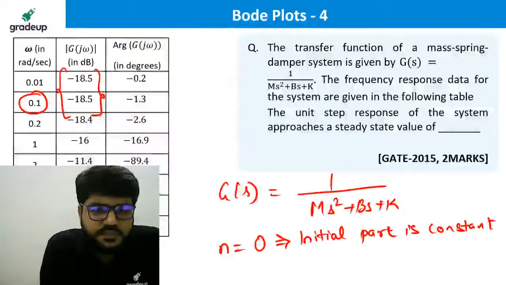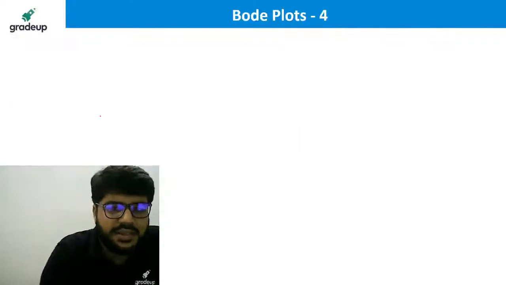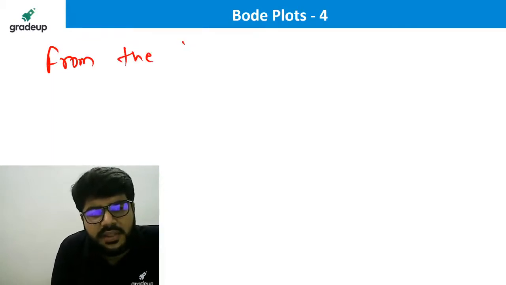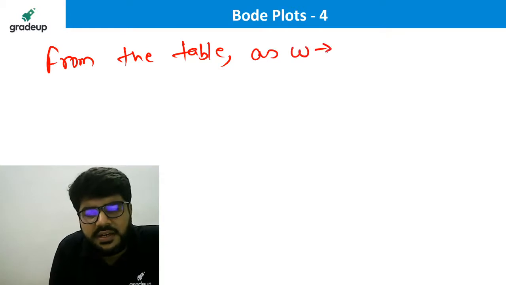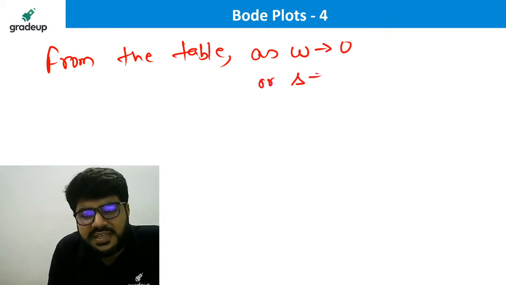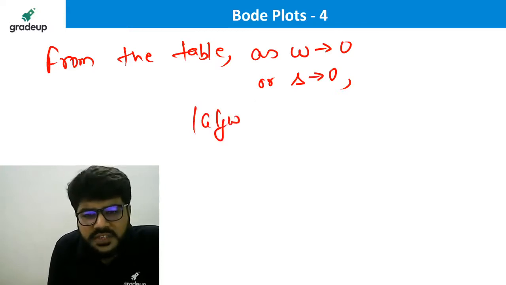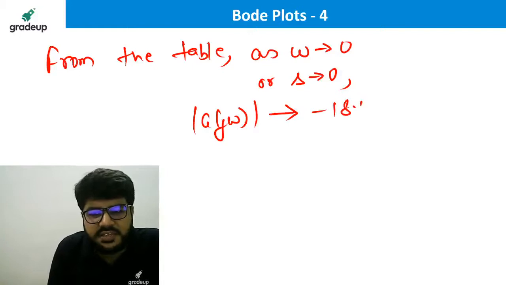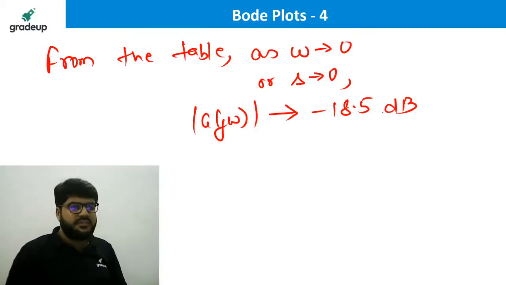So from the table, one thing is concluded. Listen. As omega tends to 0, or as s tends to 0, the mod of G(j omega) is fixed. For low frequency, it is fixed as minus 18.5 decibel.